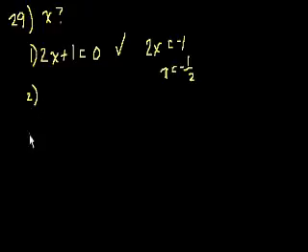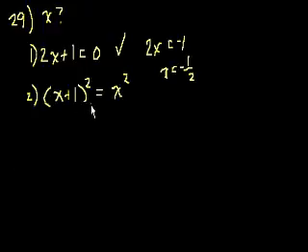Statement 2 says, this is interesting. x plus 1 squared is equal to x squared. Now you might be tempted to just take the square root of both sides, but that actually becomes complicated because you could have the positive or negative square roots and you would have to set up a bunch of different equations. The easiest thing to do would actually be expand this.